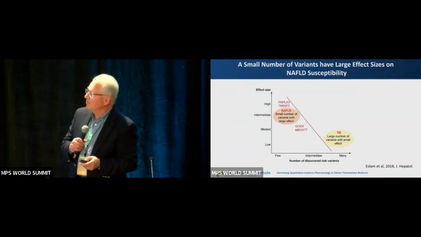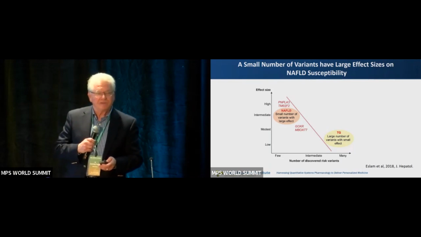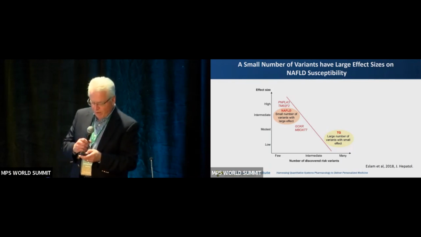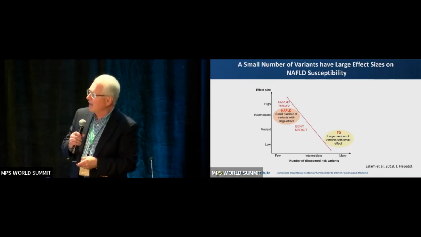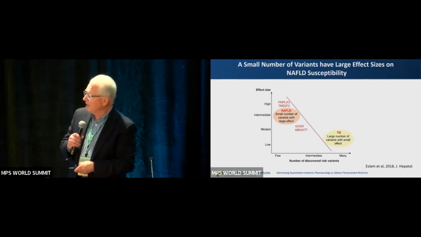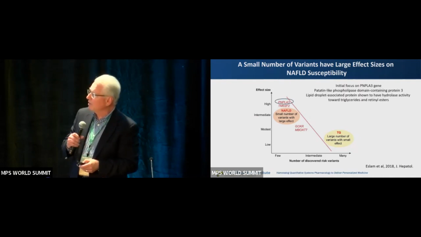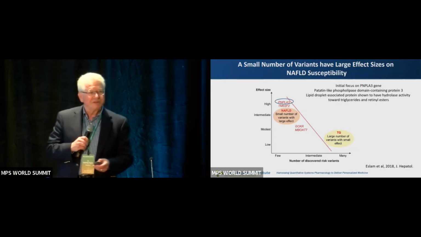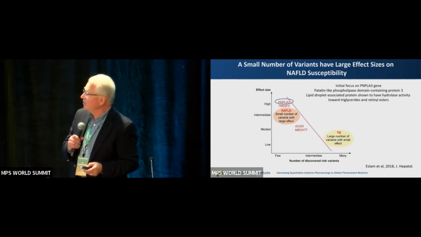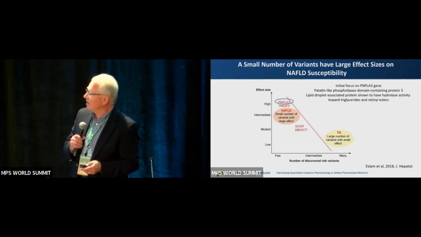Summer also talked about the genetic side of susceptibility, where PNPLA3 has a high effect on susceptibility for NAFLD. There are others, some that have a small effect. We decided to focus on PNPLA3. It codes for a protein known to have hydrolase activity towards triglycerides and retinol esters.